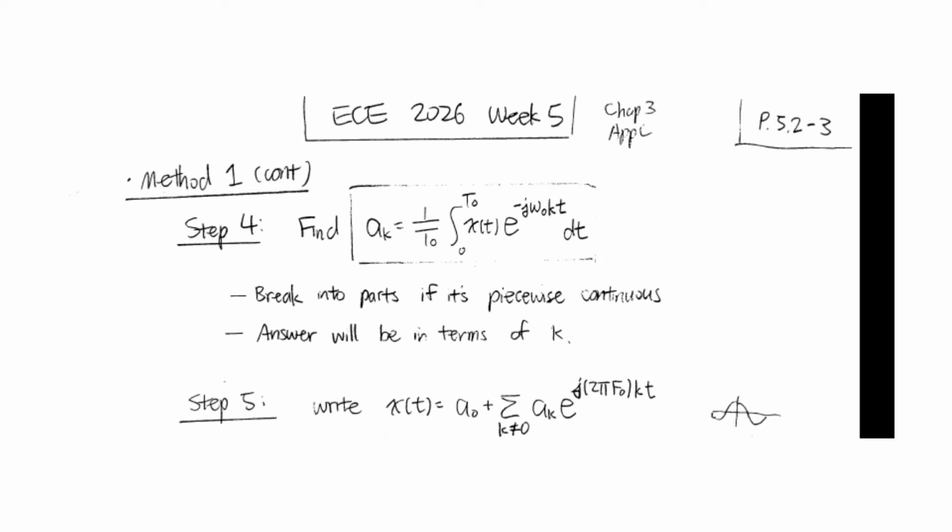Remember, omega naught is also a known factor. It's just 2 pi f naught or 2 pi over t naught, where f naught is the fundamental frequency and t naught is the fundamental period. So remember, your answer is going to be in terms of k, and sometimes you need to break it into parts because the function is piecewise continuous, as is the big scary example that we're going to work on today. The other thing to remember is that you can choose any beginning and end point here. That's convenient. Just make sure that it covers exactly one period.